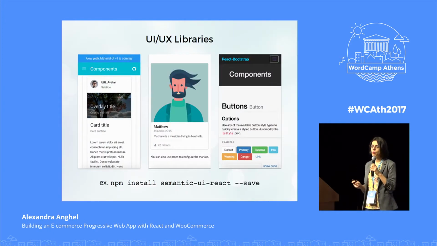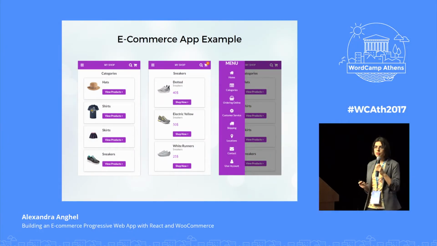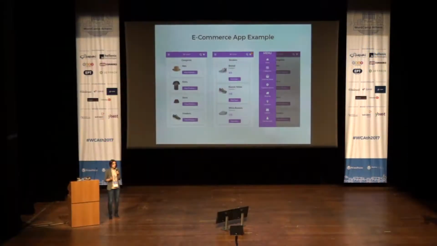For UI and UX elements, there are several libraries out there that you can use, such as Material UI, Semantic UI, or React Bootstrap. These libraries are basically sets of ready-made components, such as grids, cards, menus, buttons, and so on, that we can immediately add to an application. Here's an example of an application that was created using Semantic UI. On the screen, you can see a list of categories, a list of products, and a side menu. Let's see some code samples from this application, and you'll see how easy it is to work with React.